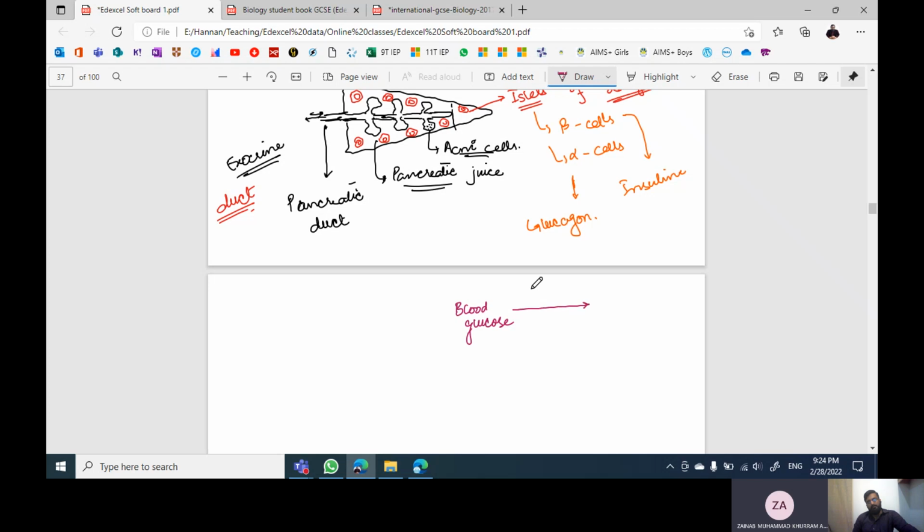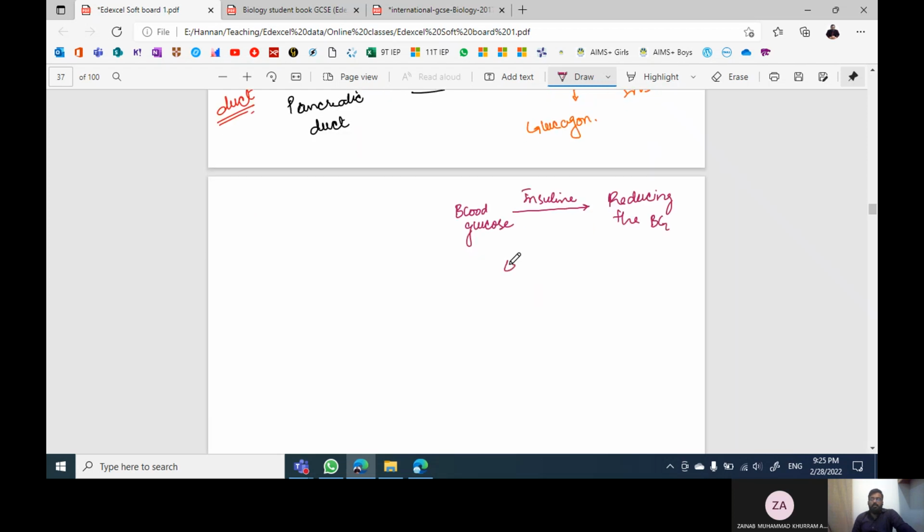Insulin is used for regulating the blood glucose levels. Let's be more specific. Actually, insulin reduces the amount of glucose in blood, reducing the blood glucose. How? It converts the glucose into two types of substances.